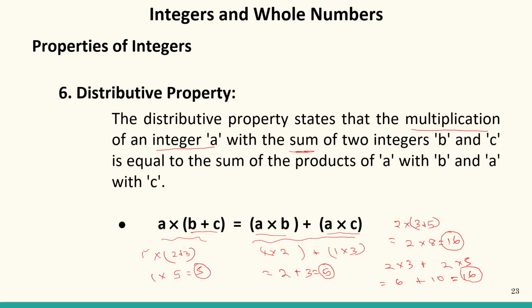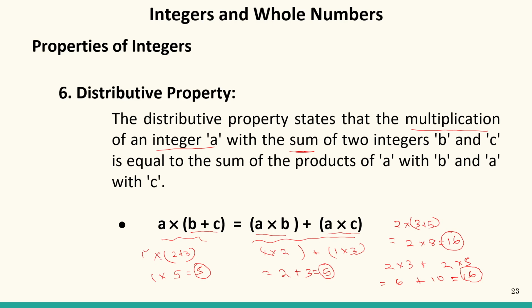So the sixth property was the distributive property. That is, if we have three elements and the first element is multiplied with the sum of the second and third element, that is actually equal to the multiplication of the first and second element added to the multiplication of the first and third element.